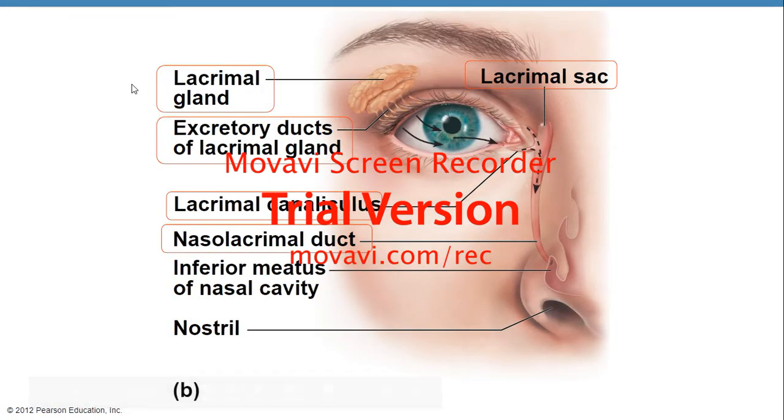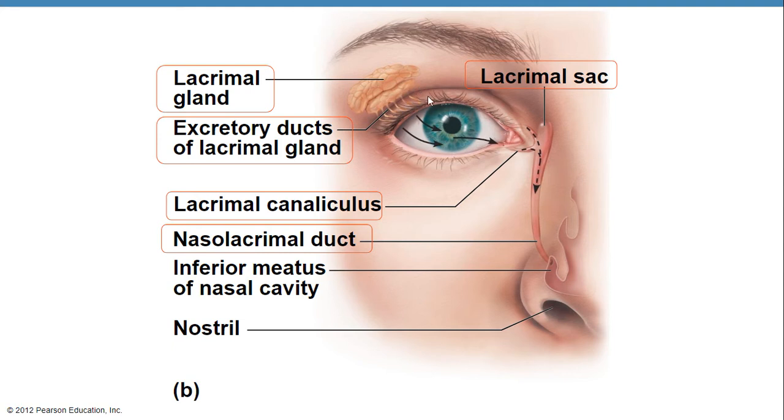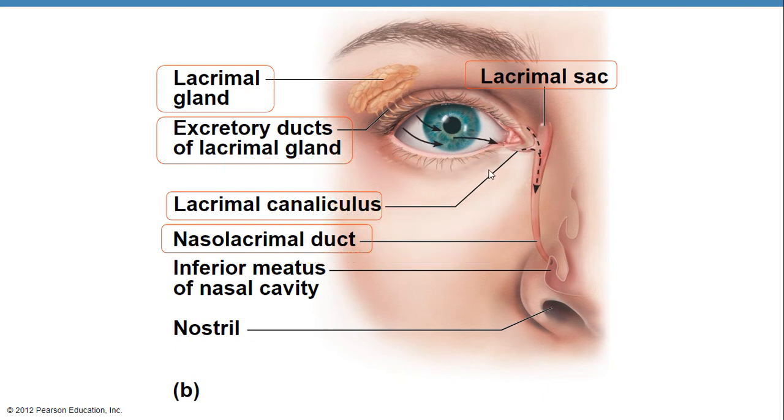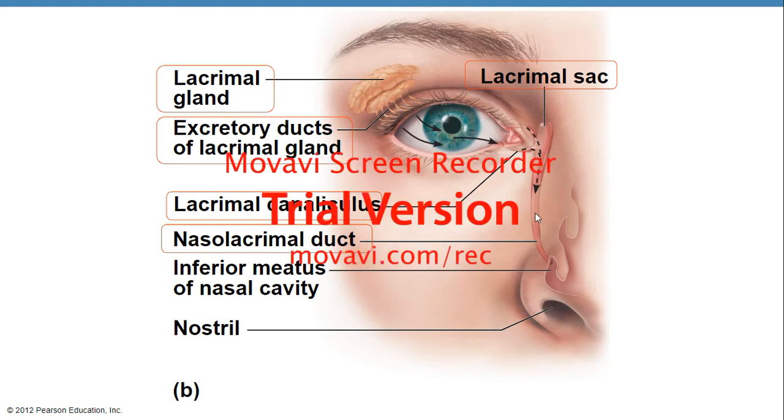All right, so this slide demonstrates, if you follow the arrows, tear formation from the lacrimal gland. Then you have the excretory ducts of the lacrimal gland, so the tears are going to leave the ducts, flow over the eyes, and then they're going to drain. First, they're going to go through the lacrimal canaliculus, these small little ducts right here, and then the lacrimal sac. It's going to go down that, and then you end up in the nasolacrimal duct. Okay, so that is pretty much the flow of your tears.